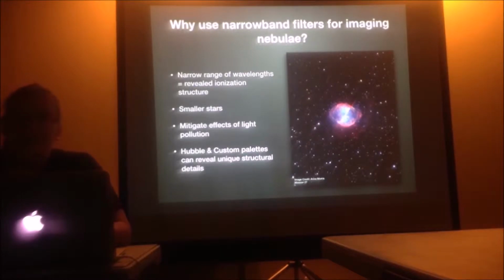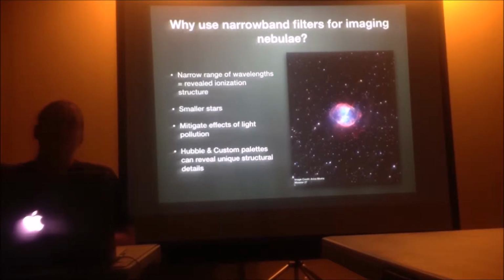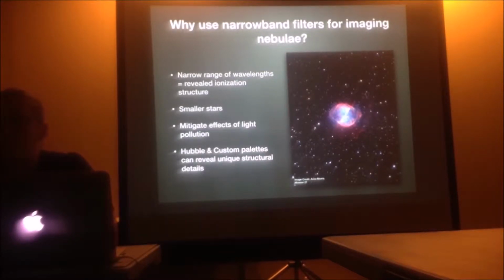Some of the advantages of it is you get a lot smaller stars, because where the emission nebulas and stuff are broadcasting their wavelengths is actually absorption lines for a lot of the stars. So in addition to getting all that extra data, you end up with a lot smaller stars in your images, which helps when you want to overstretch. You don't have to worry about blowing out the stars.